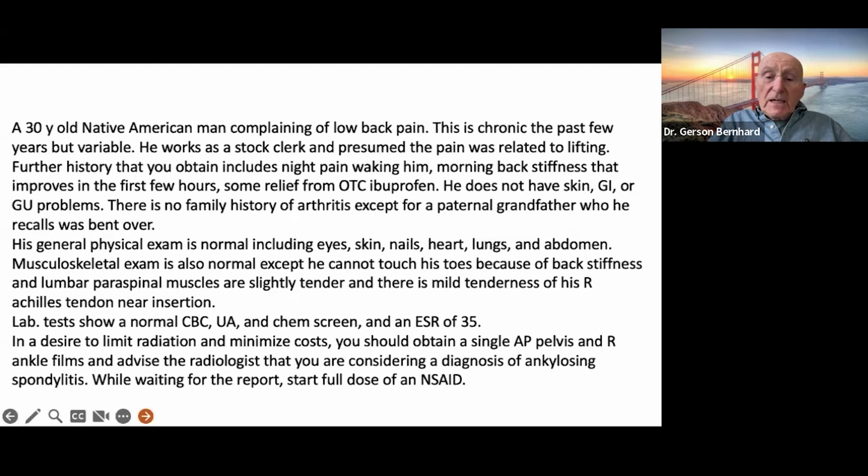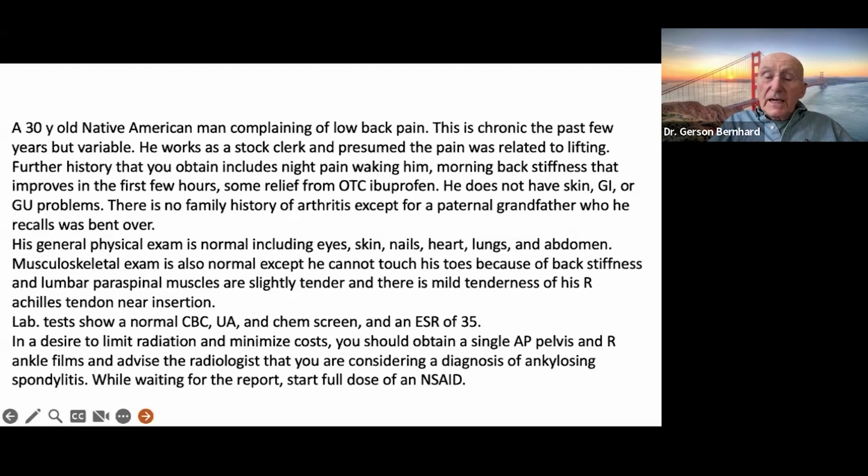So in your desire, you say, well, gee, I need imaging of his spine. So we'll get a lumbosacral spine. Well, if you want to limit your amount of irradiation and limit the costs involved, simply get an AP pelvis film and maybe a film of his right ankle where he has that tenderness. And above all, advise your radiologist that you're considering the possibility this man has ankylosing spondylitis. And while you're waiting for the report back from the radiologist, you can start him on an NSAID and see if he gets a good clinical response.